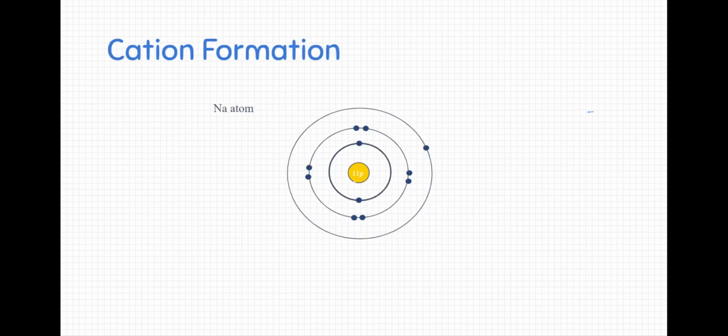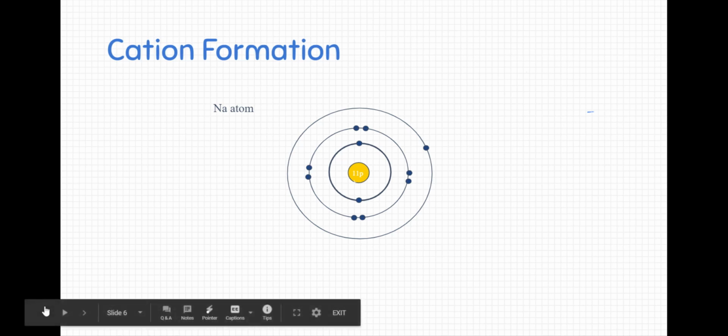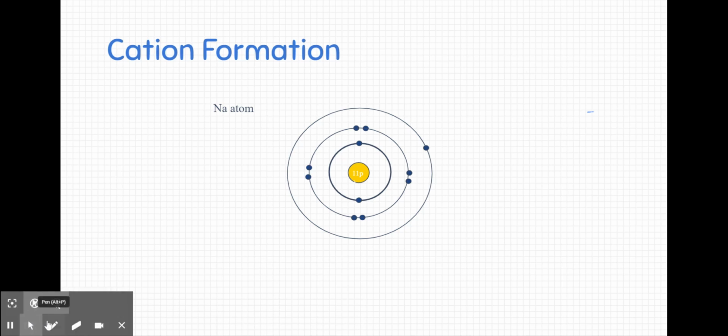So let's look at an example of an element which typically forms a cation. Sodium typically forms a 1 plus ion. And before we go and look at the ion, let's calculate the core charge for the sodium atom. So sodium has 1 outer electron, 10 inner electrons, and sodium has 11 protons.